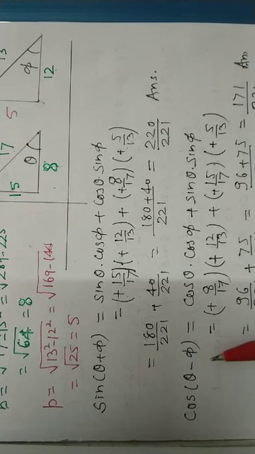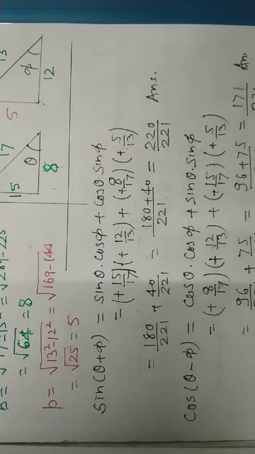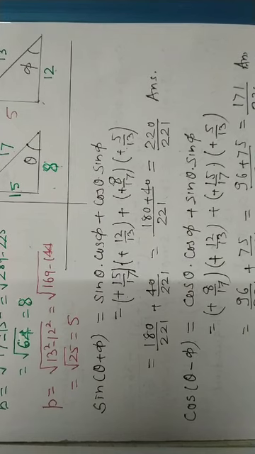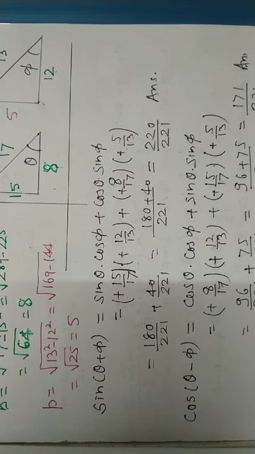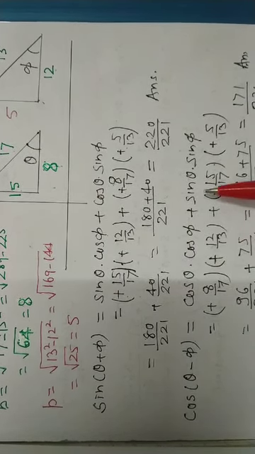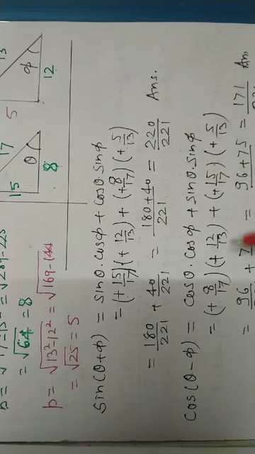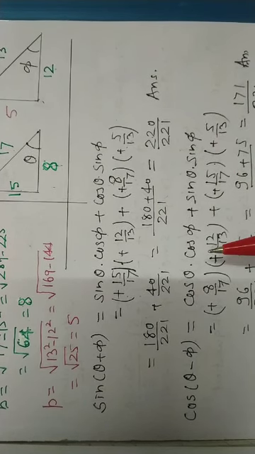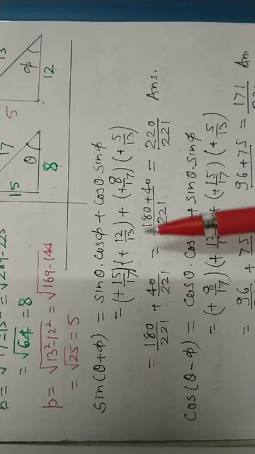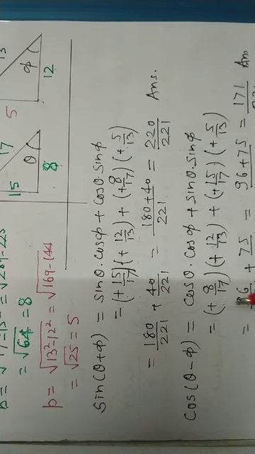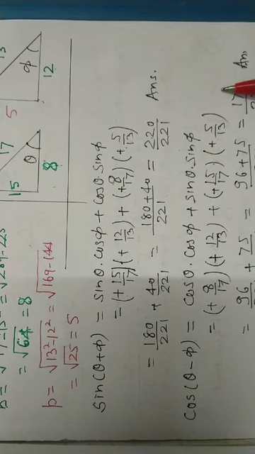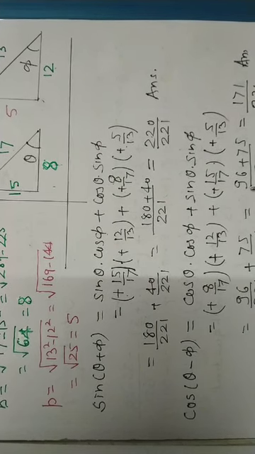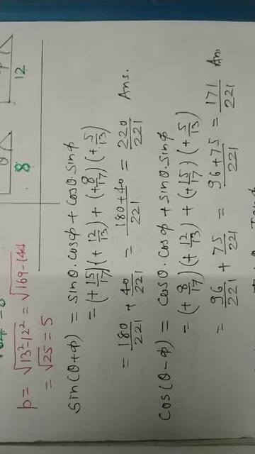Likewise cos of theta minus phi. Again cos of theta minus phi is cos theta into cos phi plus sin theta into sin phi. Now put the values as you have put above. From this figure, all the values are positive, positive, positive, positive in the first quadrant. Write the values and simplify to get the answer.